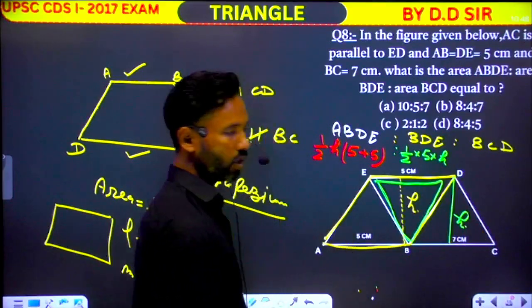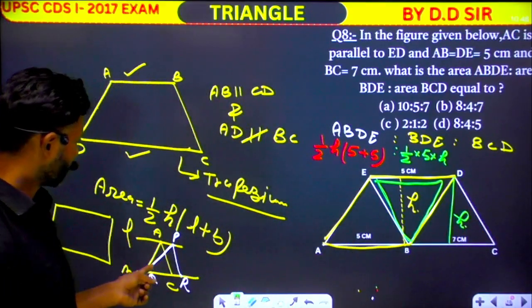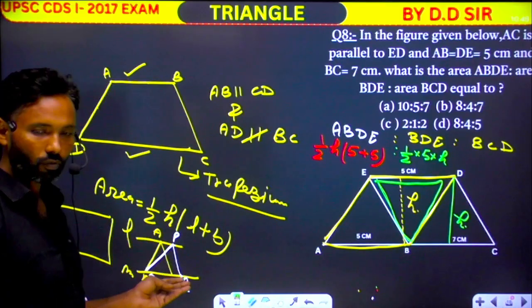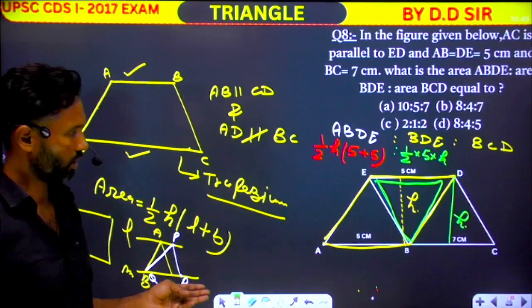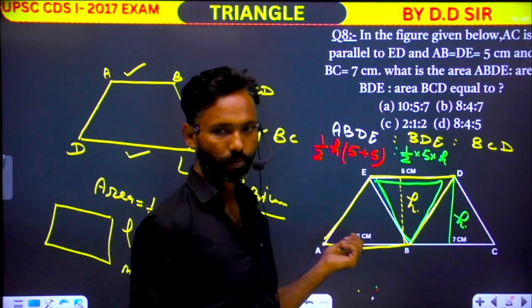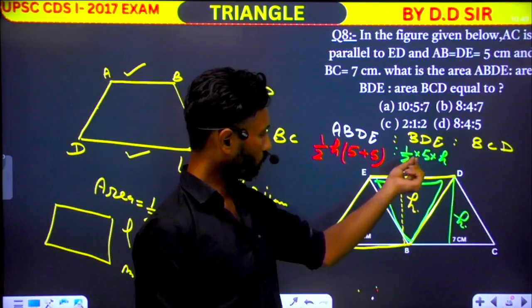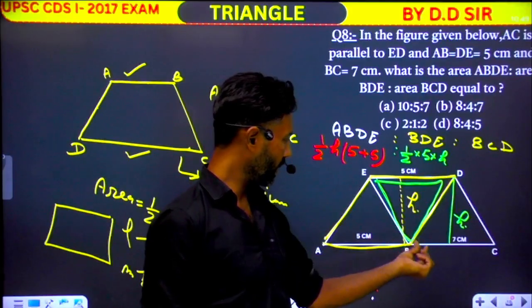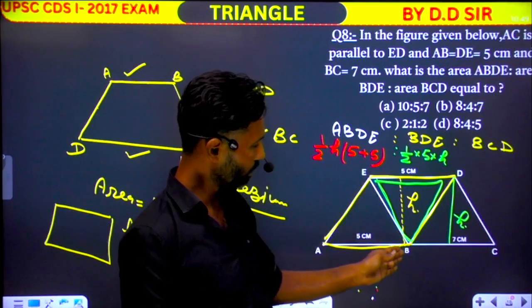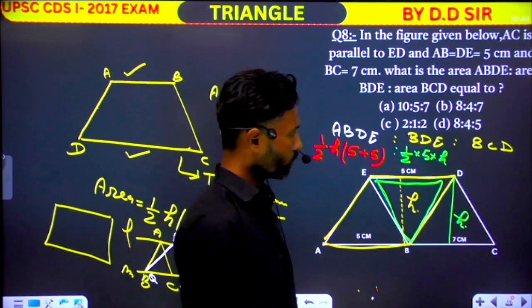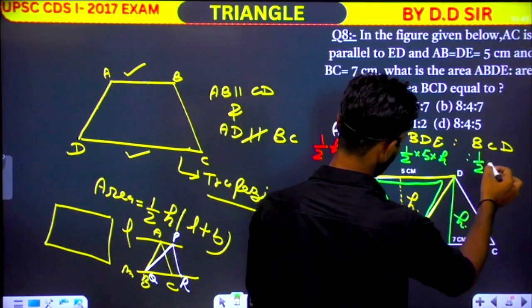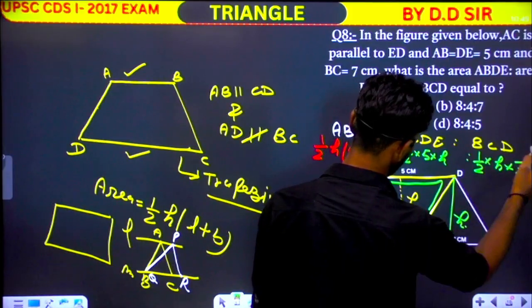Why h? I have told you right here that the perpendicular distance between two parallel lines will always be equal everywhere. And it is mentioned here in the question, ED parallel to AC. When ED is parallel to AC, the perpendicular distance between ED and AC will be constant everywhere. Here h is the perpendicular distance, so here it will be h. So I can say the height of the BCD triangle is also h. I can say 1 by 2 into h into 7.